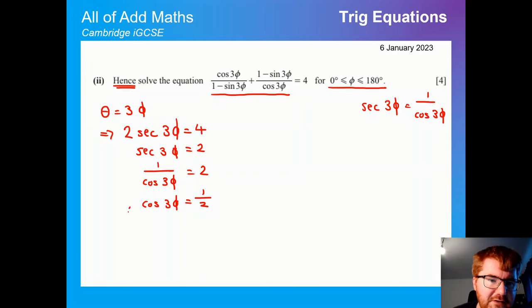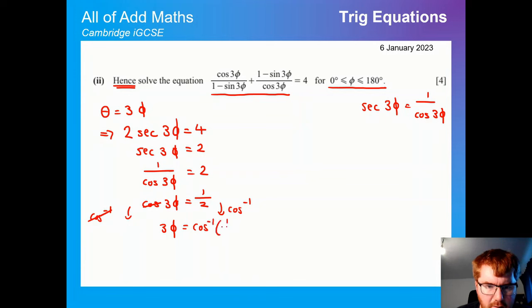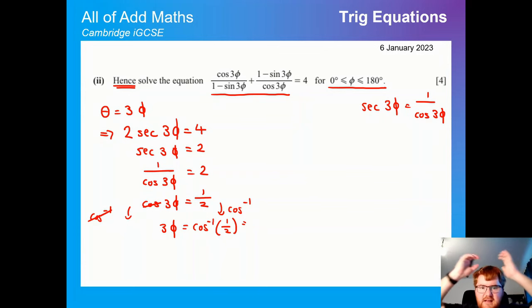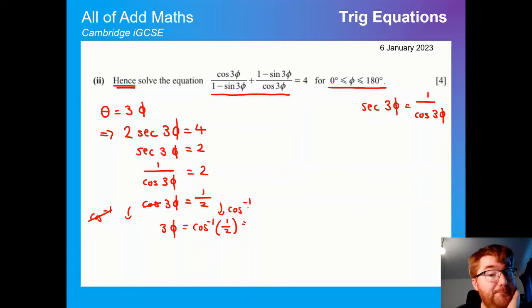So what we're going to do is inverse cos, very similar to how we did the previous question. This cancels, giving us 3 phi, which we're going to deal with a bit later on. And we're going to do the inverse cosine of a half. So it's very, very important at this point that you do know your exact values. If you do this on your calculator, you'll get 60 degrees. However, that is not the only answer.